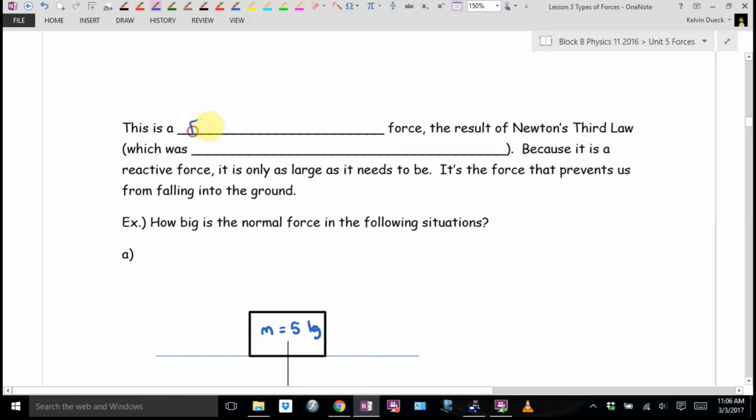The normal force is a reactive force. It's the result of Newton's third law, which was, Jason, forces come in.